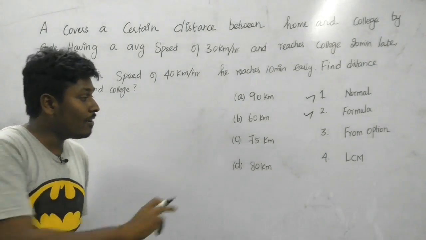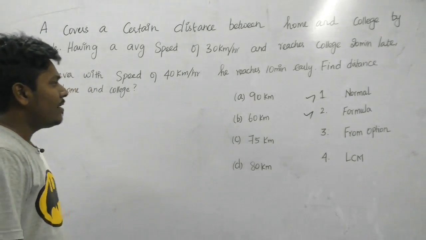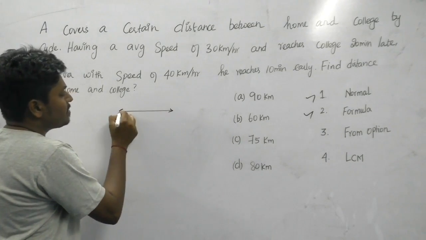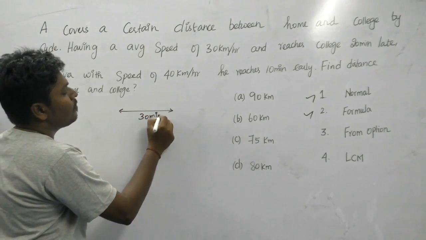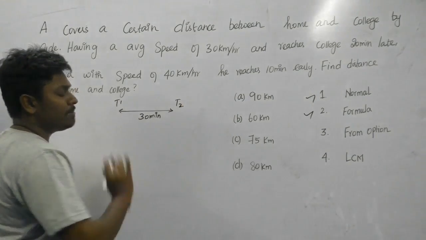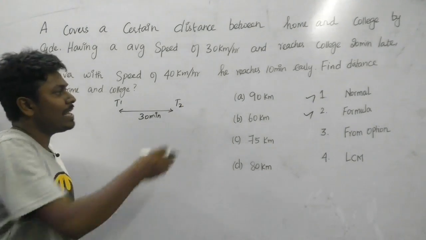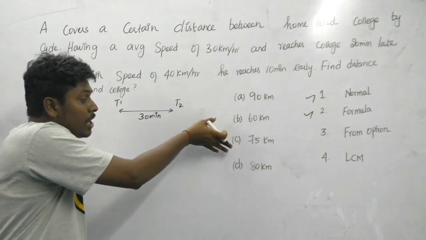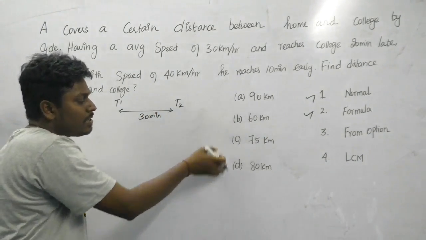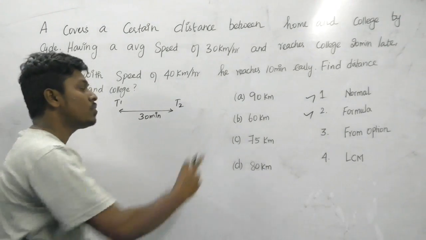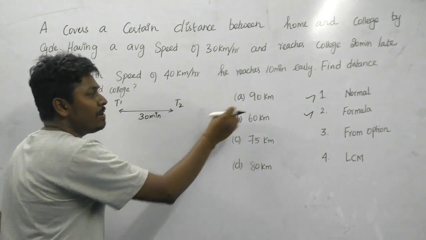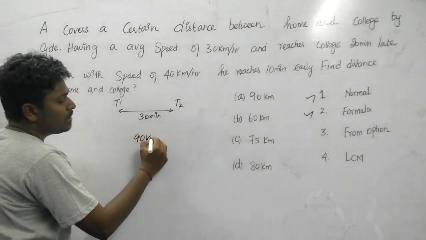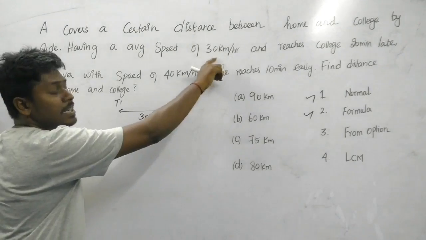Okay friends, we can go for the next method, the from-option method, right? Friends, see here, we know that the time gap between the two times will be 30 minutes. The difference of time 1 and time 2 should be 30 minutes, right? They were asking for a distance, right? We usually calculate the distance and finally get the answer. But in the options, we can be sure that any one of these 4 options will be your answer, right? So what I am going to do is assume 90 kilometers as my distance.